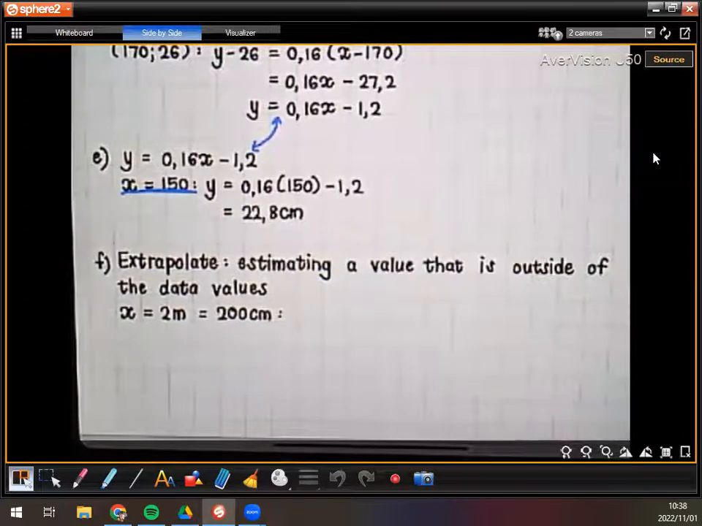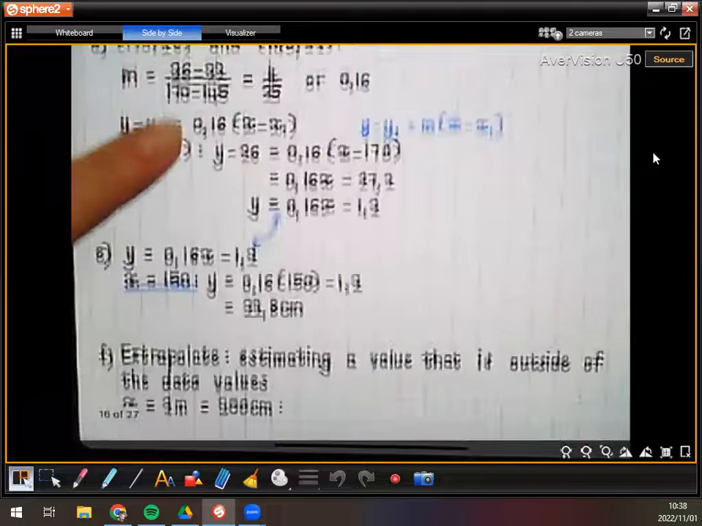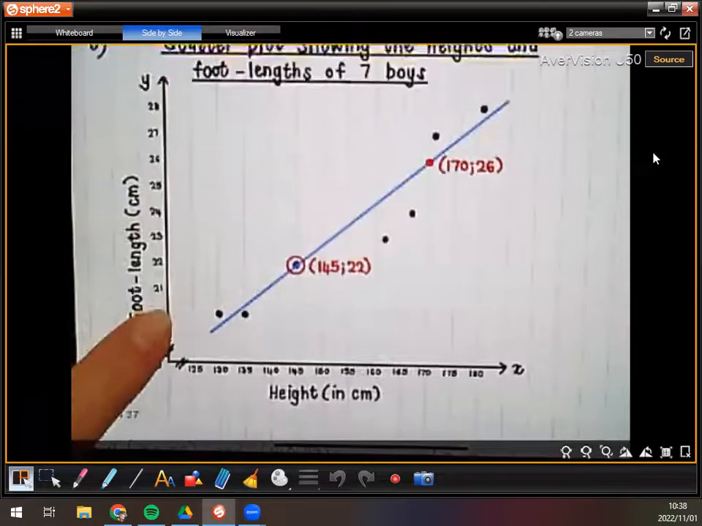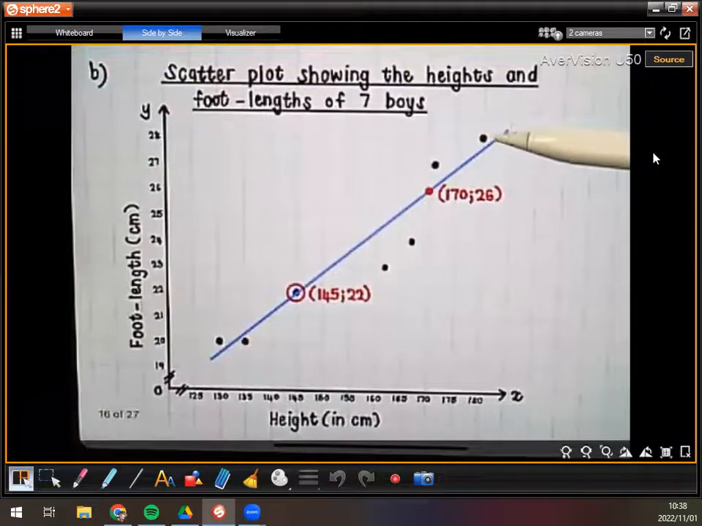They asked you to extrapolate the foot length of a boy who is 2 meters tall. Extrapolate also just means estimate, specifically, when they say extrapolate, they are asking you to estimate a value that is actually outside of your other values. If you look at my sample plot, the highest x value that we had was 180. Now they're asking us for 2 meters.